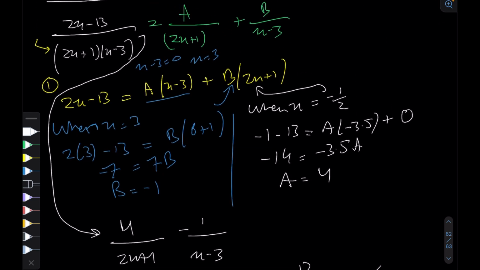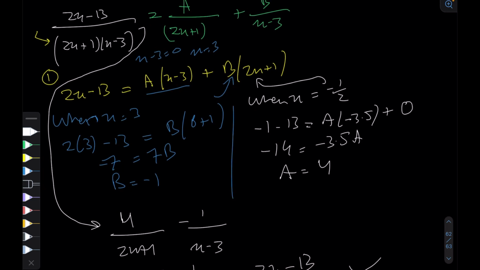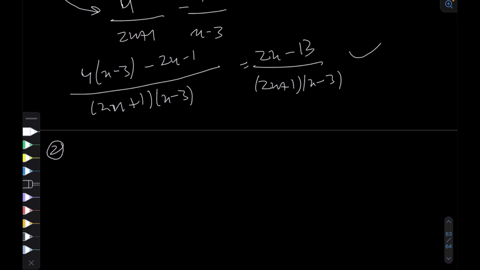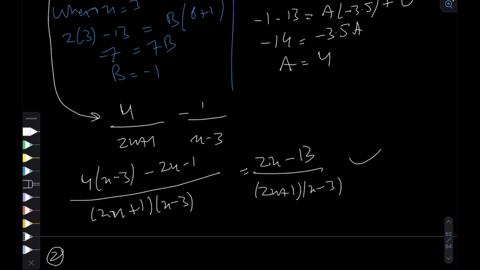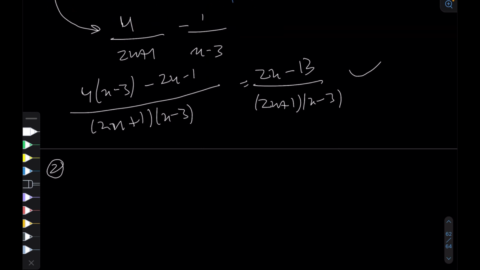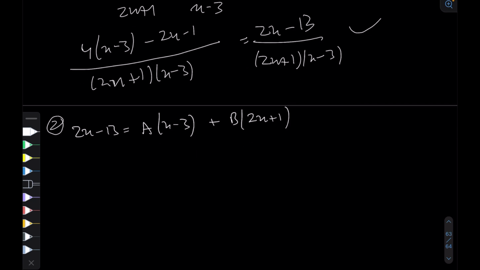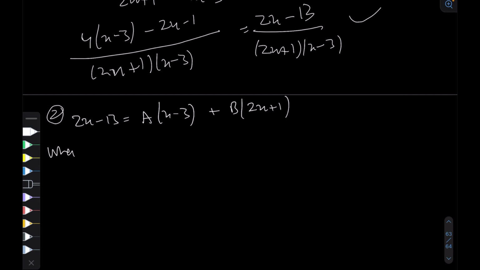So this is the first method, called the cover-up method, and the second method is pretty similar to this. In this you basically take random values of x and then you simultaneously solve. So let me copy this over here. 2x minus 13 is equal to a times x minus 3 plus b times 2x plus 1. Let's say we take x equal to 0. So minus 13 is equal to minus 3a plus b. This is the first equation that we need.